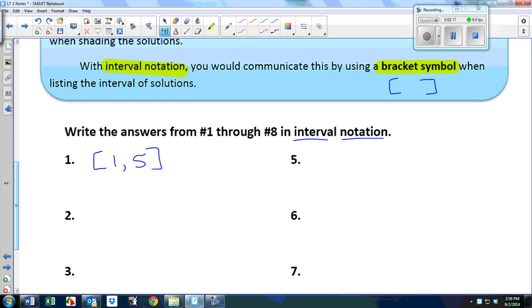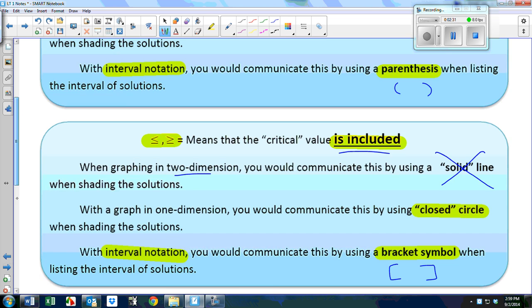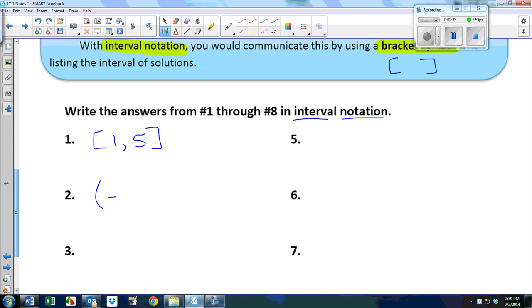Number 2, let's take a look at it. The solutions for number 2 start at -2, stop at 3, but they do not include -2 or 3. So we're going to use parentheses when indicating the not included. So parentheses -2, 3, parentheses. And while that kind of looks like an ordered pair, in this situation with the directions being interval notation, that's just how you write it. That's saying that -2 is not included and 3 is not included. You shade between the two.